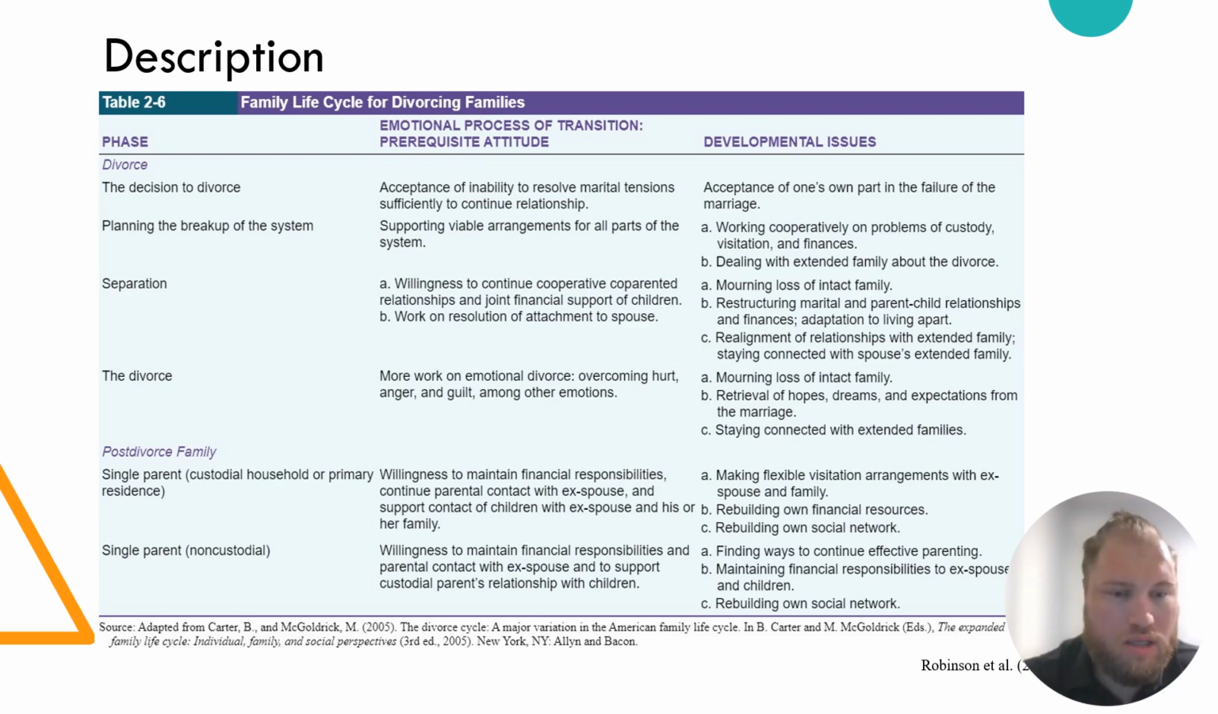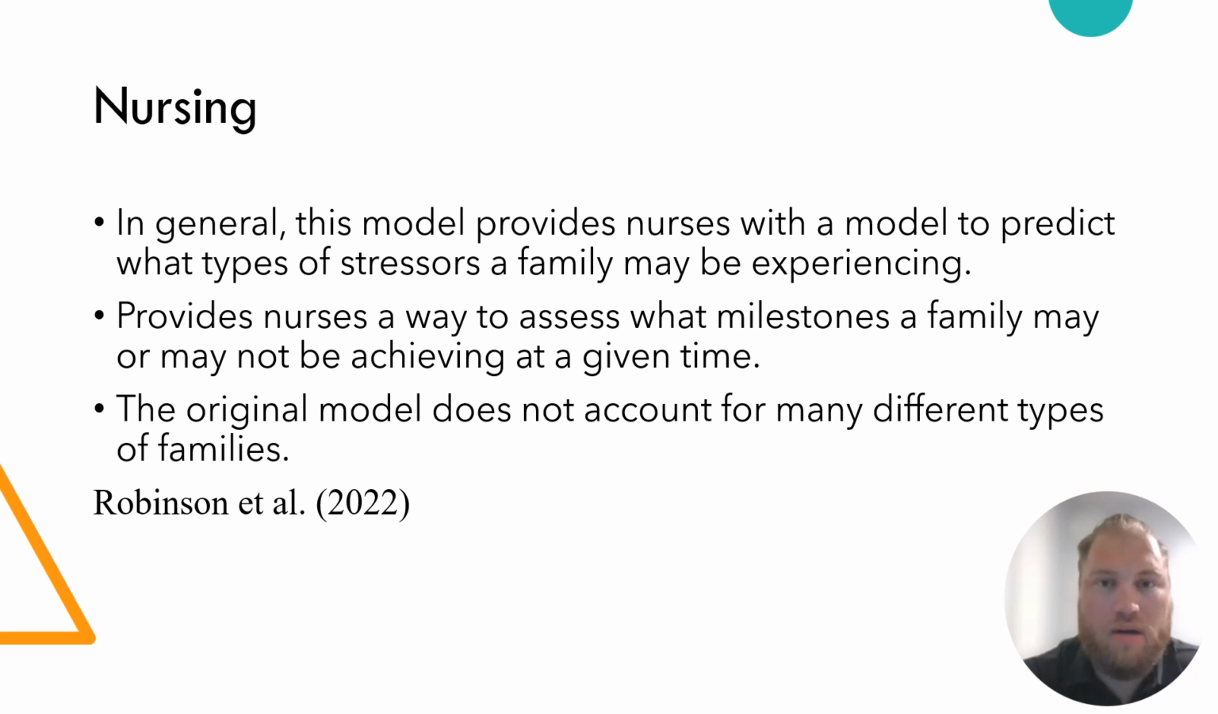And next, we'll talk about what this has to do with nursing, why this is important. So in general, this model gives nurses a way to predict what kind of stressors a family might be experiencing. At each stage that they go through, there are different changes and different challenges that people in the family might experience. So this can give us a way to assess what milestones the family may or may not be at.